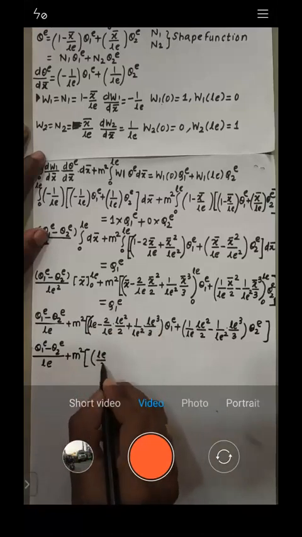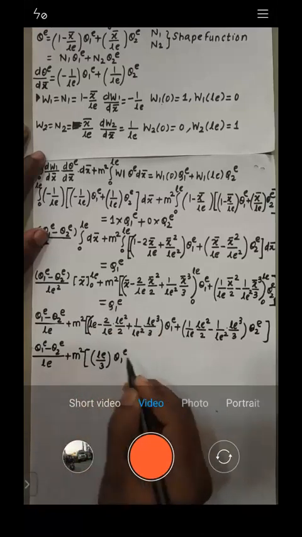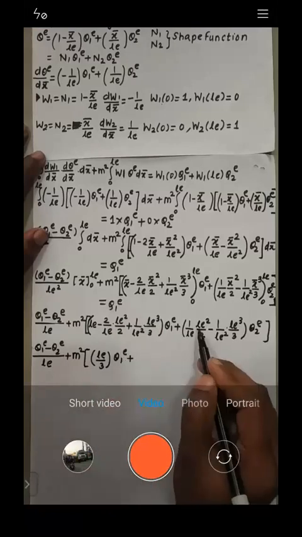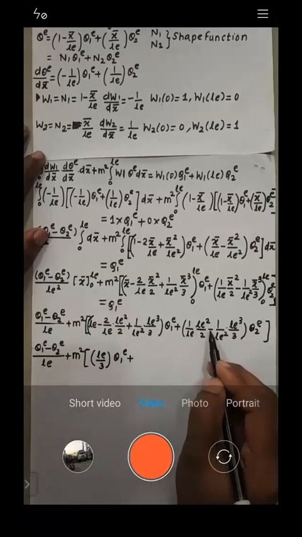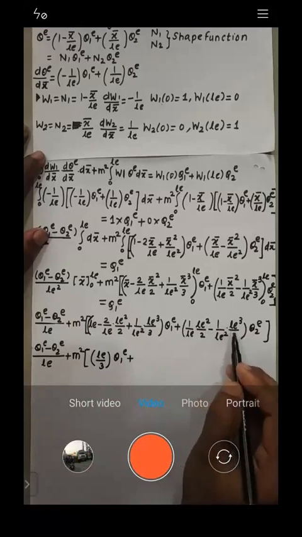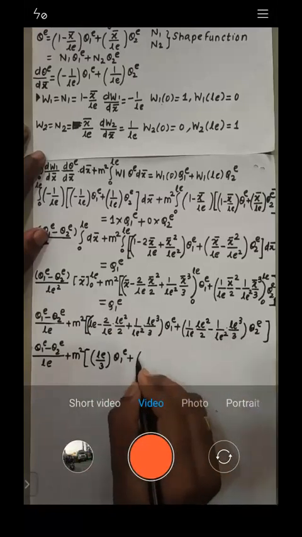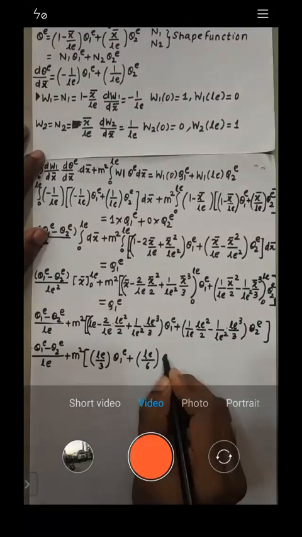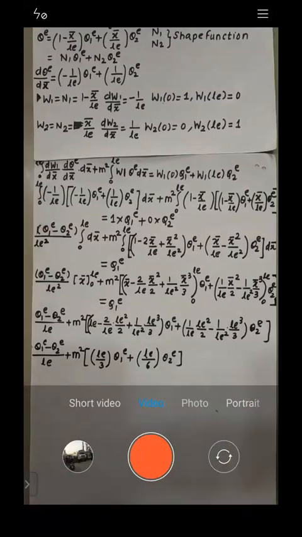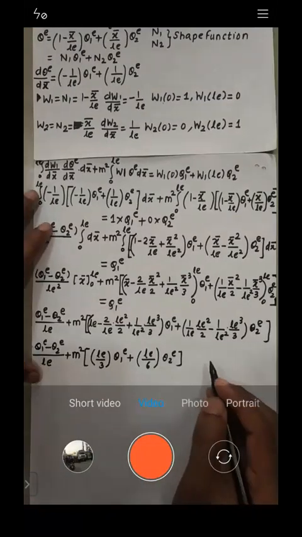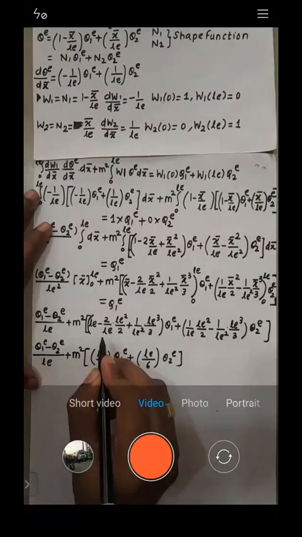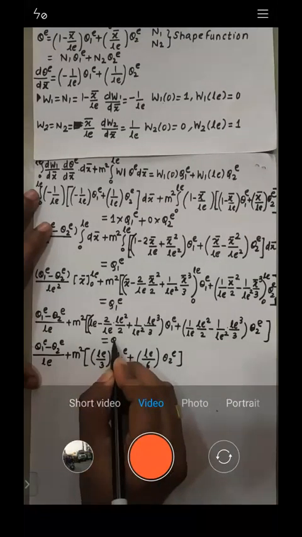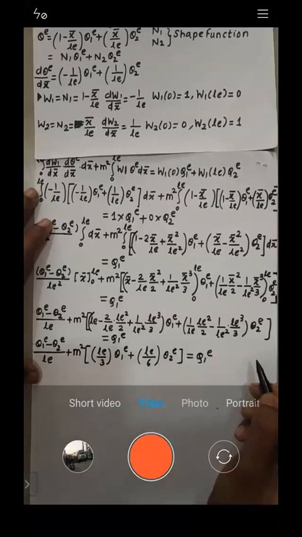Then LE by 3 theta 1E. Plus here what is happened? Here it is LE by 2, LE by 2 minus LE by 3. Is it okay? See here, LE by 2 minus LE by 3. So what is that? LE by 6, na? 3 LE minus 2 LE, 1 LE by 6. Right. So this is equal to Q1E, right? Is it okay? Yes or no? Yes sir.